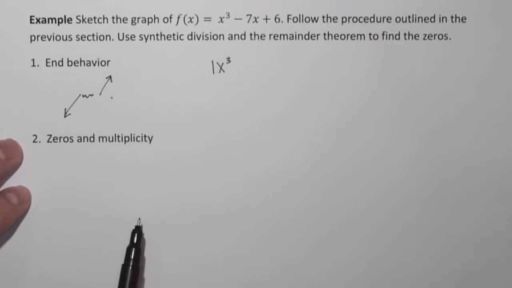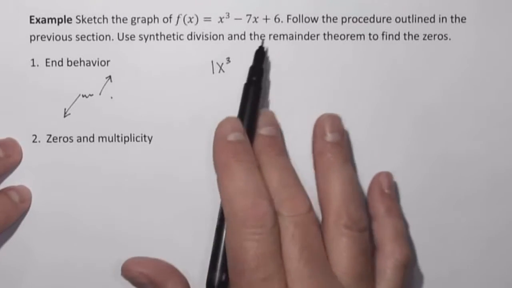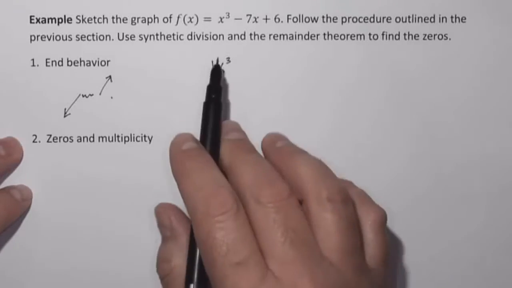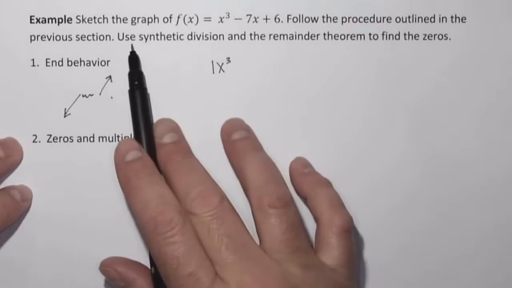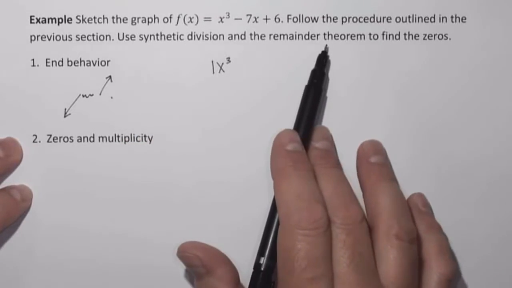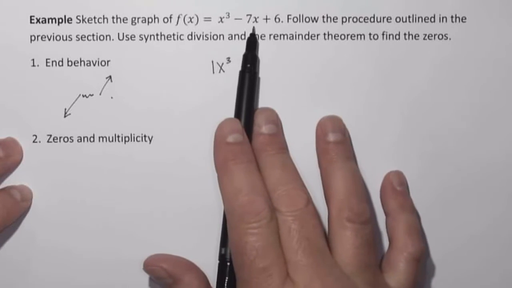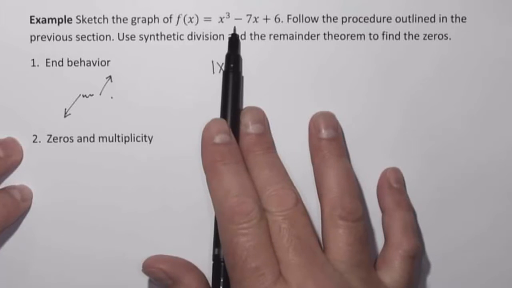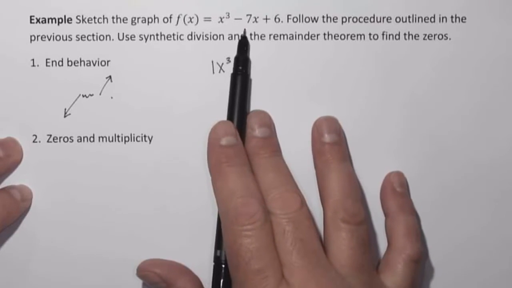Next, we're going to find the zeros and the multiplicity. Now, this is the challenging part that we would not have been able to do in the previous section because we did not have the tools for this. So we're supposed to use synthetic division and the remainder theorem to find the zeros. This is like our last example. We have the function x cubed minus 7x plus 6. Notice there's not an x squared term there, so we're missing an x squared term.